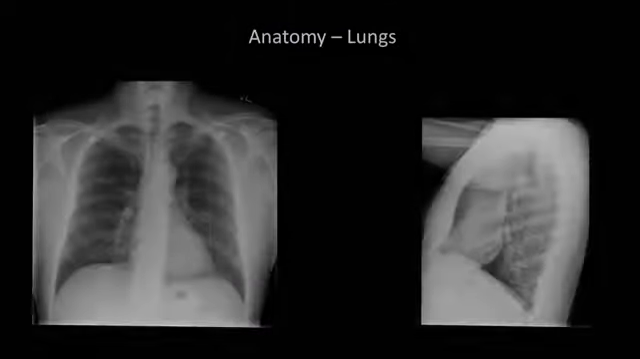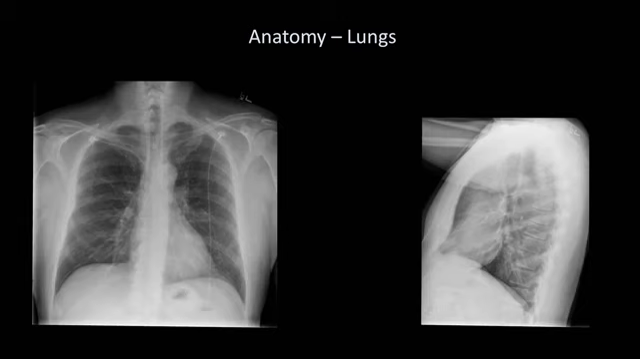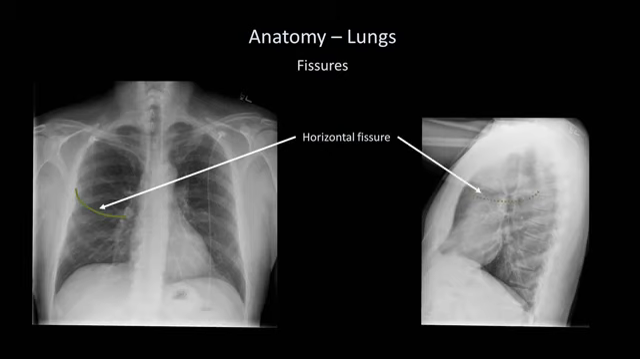Finally, the last structures on the chest X-ray are, of course, the lungs. The anatomic structures in the lungs to worry about when interpreting X-rays are the fissures between the lobes and the lobes themselves. First is the horizontal fissure located here. There's only one, and it's on the right side. Here is its location on the lateral film.